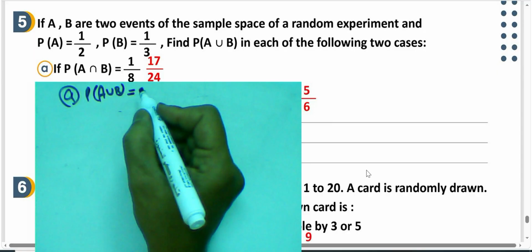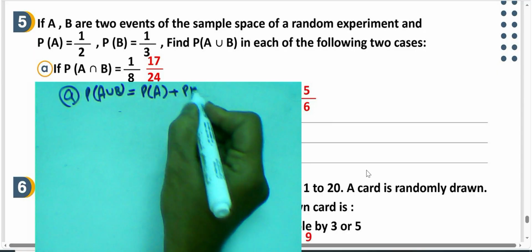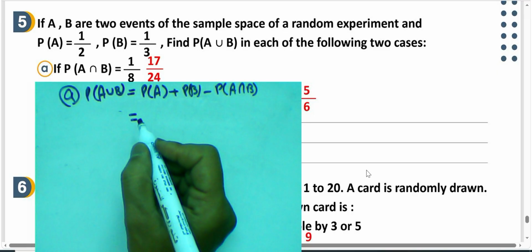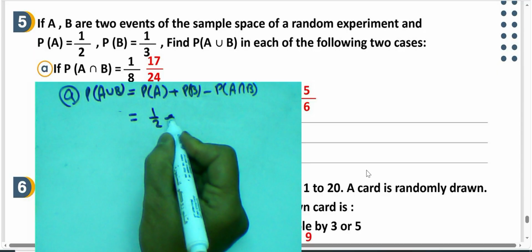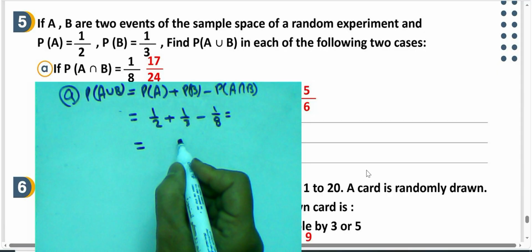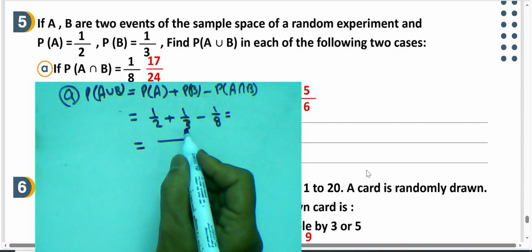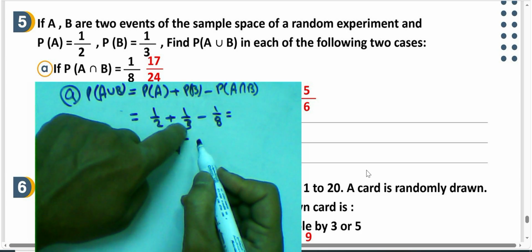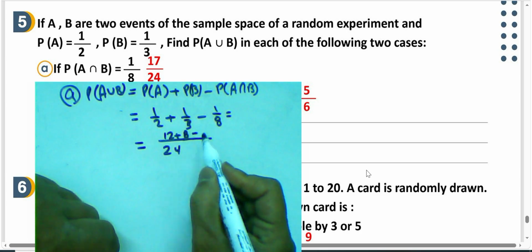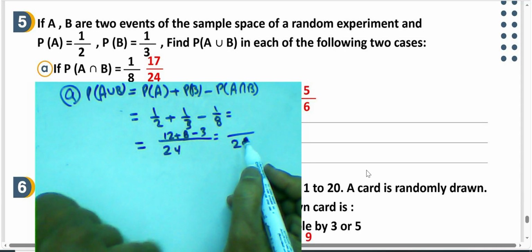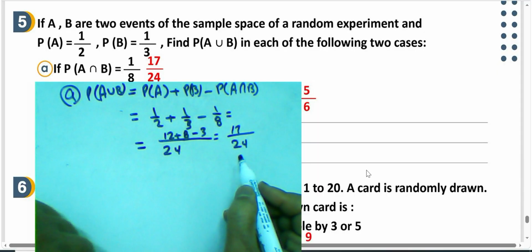We can find A union B by writing probability of A plus probability of B subtract probability of A intersection B. Probability of A was 1 over 2 and probability of B 1 over 3, subtract the intersection between them, 1 over 8. So the result here, we can write the least common multiple of the three denominators, here we have 24. 24 divided by 2 is 12, 1 times 12 is 12. 24 divided by 3 is 8, 1 times 8 equals 8. 24 divided by 8 is 3, 1 times 3 is 3. 12 plus 8 is 20. 20 minus 3 is 17. This is question letter A.